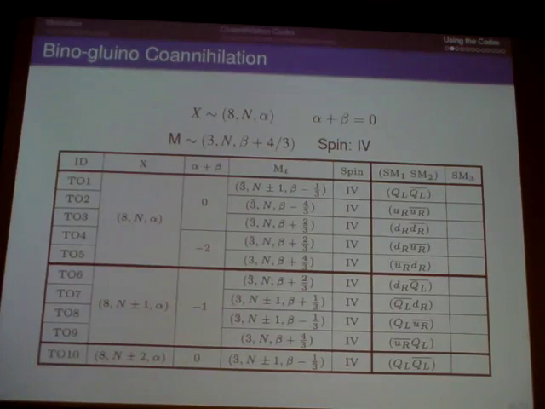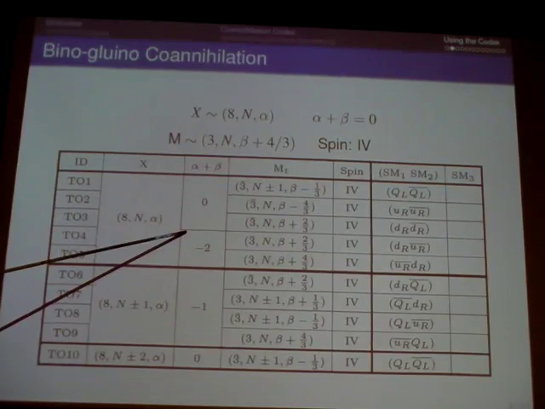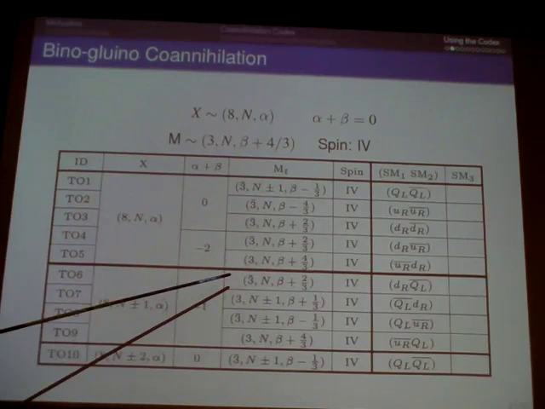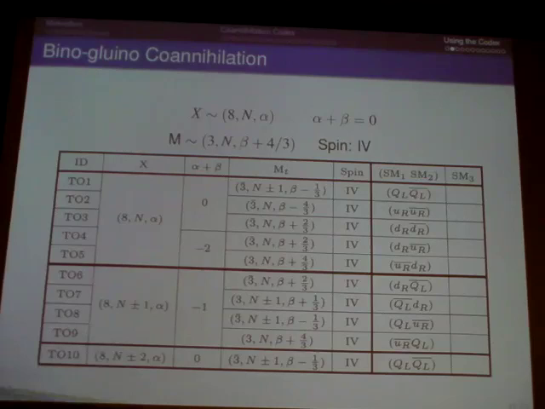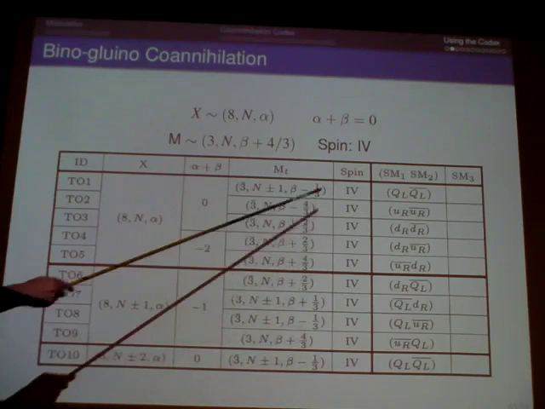So here we go to a section of the T-channel table. And we find a box with X in 8n alpha, which is what we were looking for. Up here, alpha plus beta is equal to 0. And then we're looking for an entry with the mediator in 3n beta plus 4/3. And so in fact, it's this line, but we have the complex conjugate of this model. So I mentioned before that all of these simplified models can contain the complex conjugate. And it has the spin assignment 4, as we want.